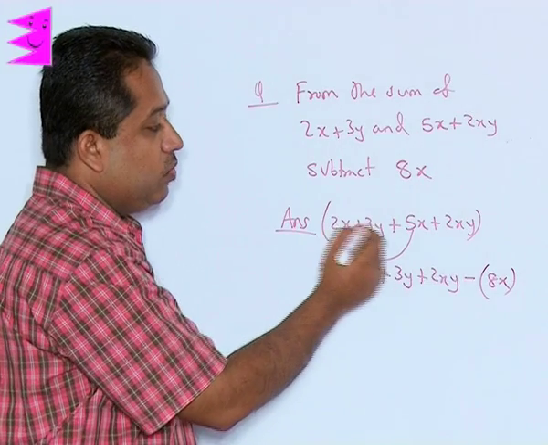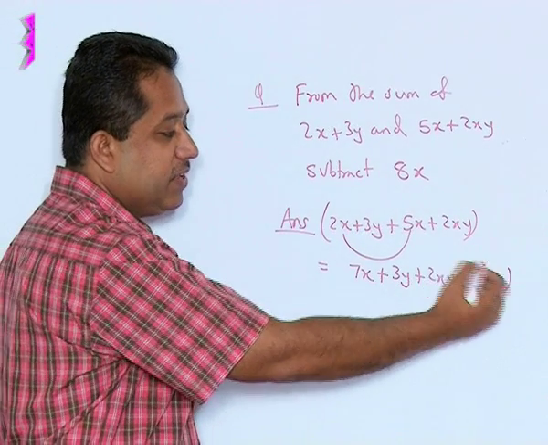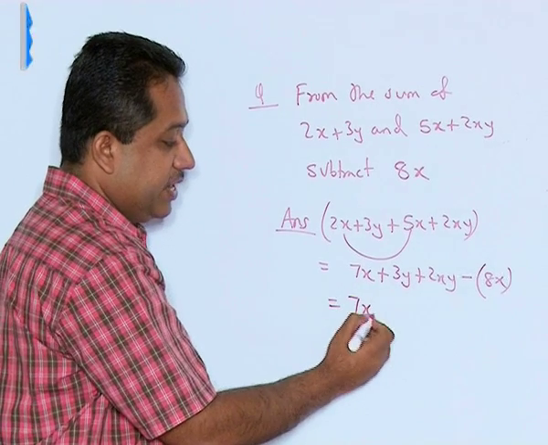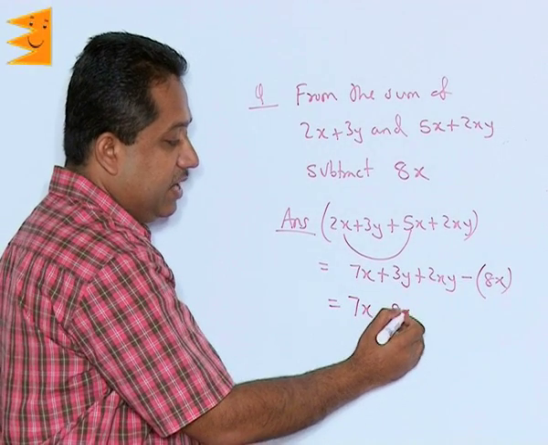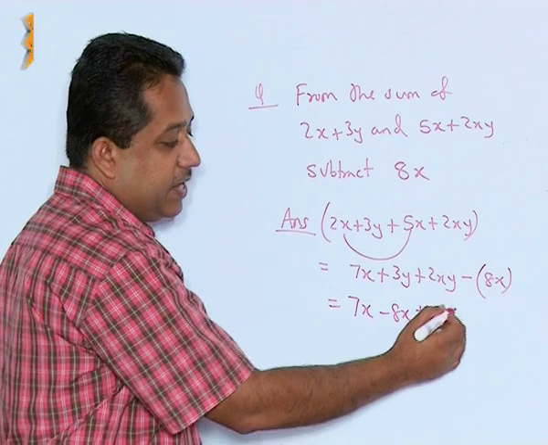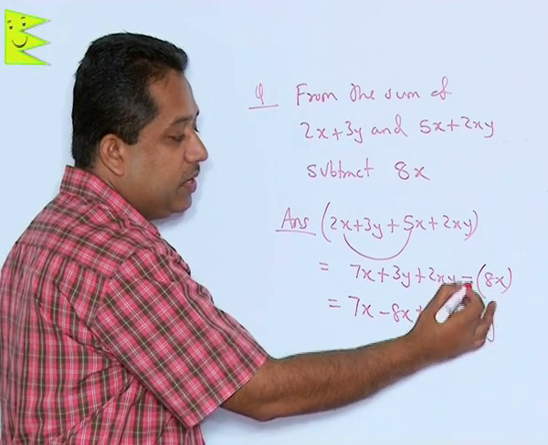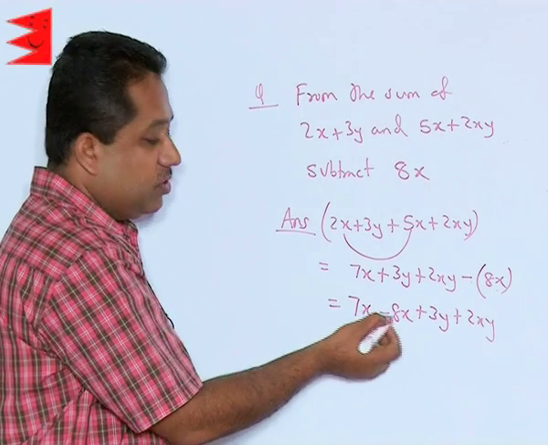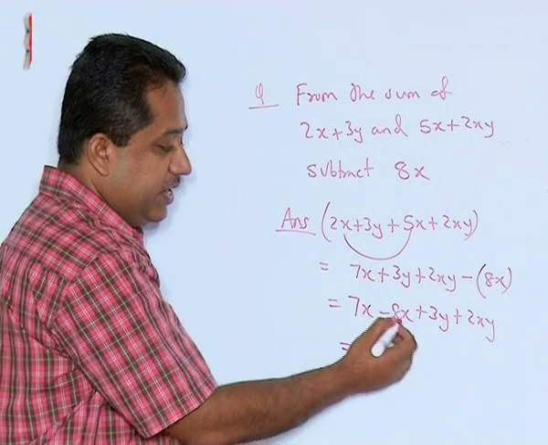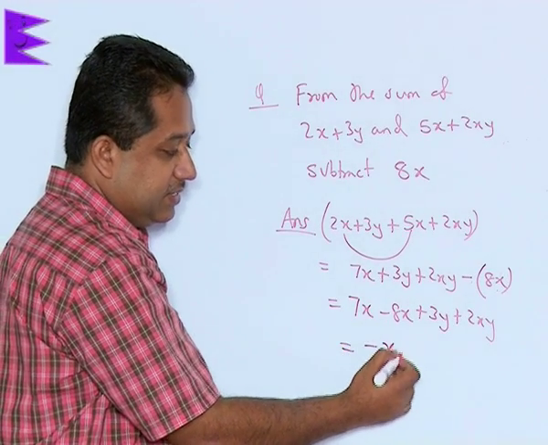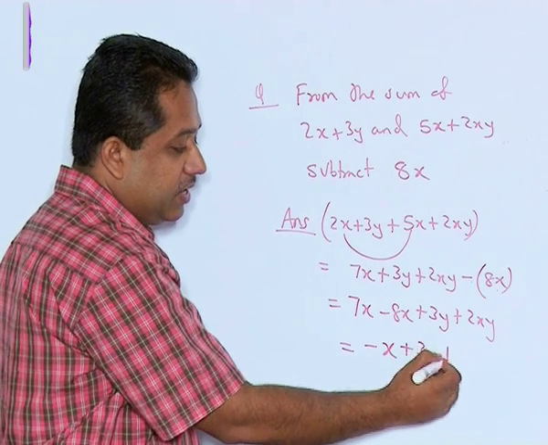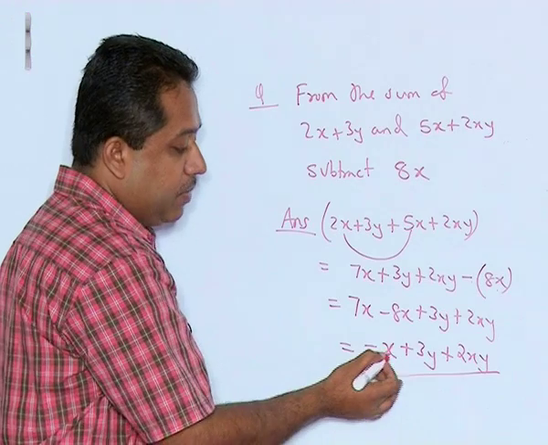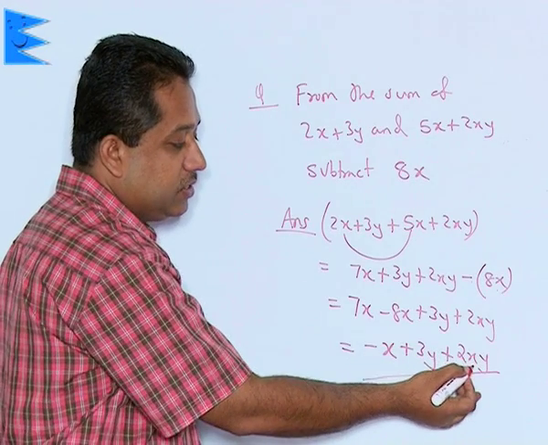So we've added the two terms, we've got the result, and now we are subtracting 8x from the total of this. So this will become 7x minus 8x plus 3y plus 2xy. We have opened the brackets, this has become minus 8x, and I am writing it along with 7x because these are like terms. Now 7x minus 8x we will get minus x plus 3y plus 2xy. So we get the final answer here, minus x plus 3y plus 2xy.